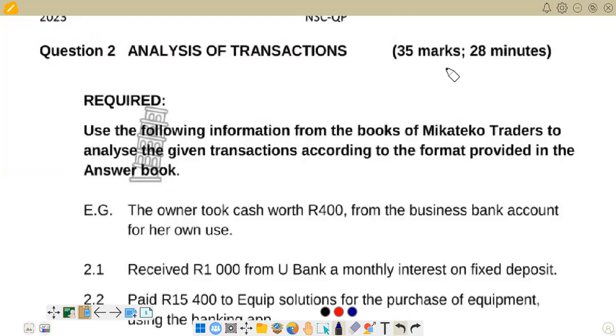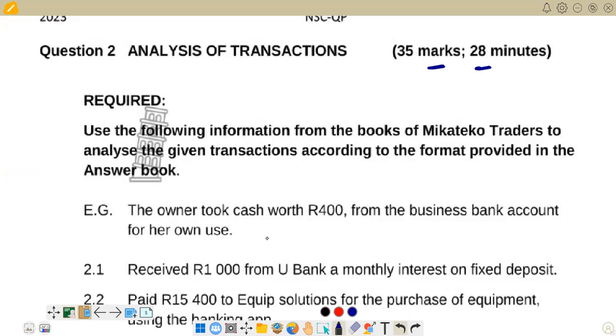It has 35 marks and requires us to spend 28 minutes on this question. We are going to go item by item and try to explain what we are supposed to do. The question reads: use the following information from the books of Mikateko Traders to analyse the given transaction according to the format provided in the answer book. We are given an example: the owner took cash worth 400 rands from the business bank account for private use. So what does it mean?